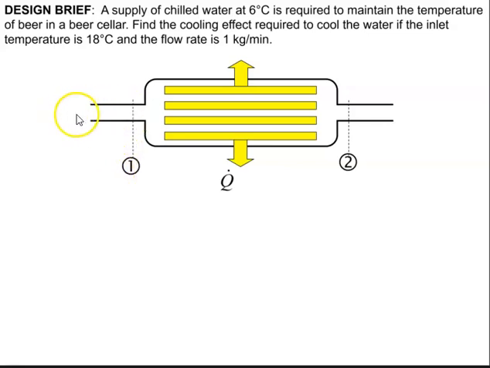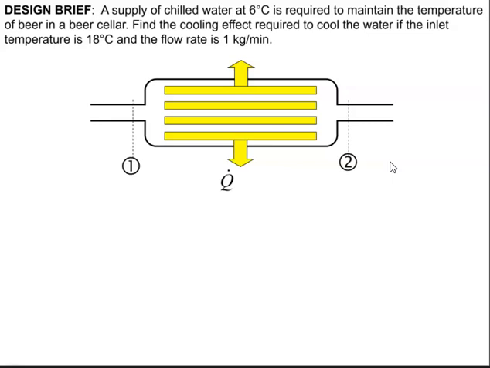So the liquid fluid goes in from point 1, and then the heat is extracted. The amount of the fluid that's going in is 1 kilogram per minute. We don't deal with 1 kilogram per minute, we deal with 1 kilogram per second, so we need to convert that. And then when it comes out on the other end, at point 2, the temperature is 6 degrees centigrade.